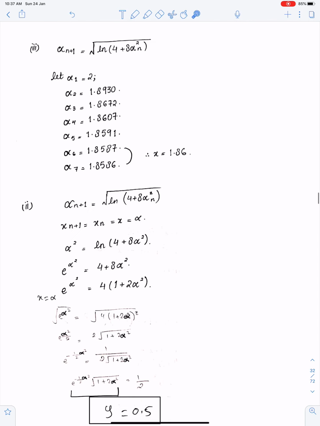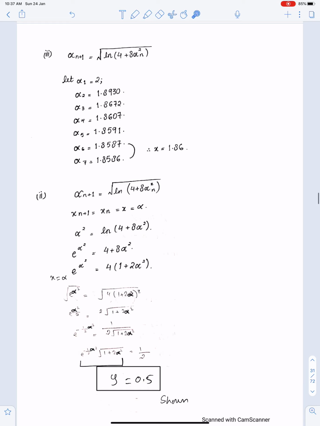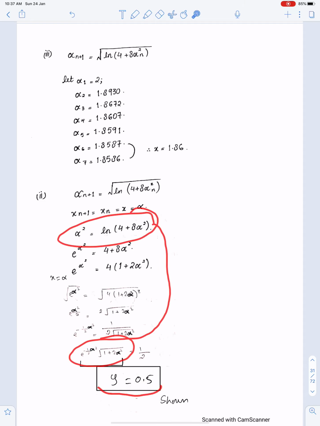Part 3 is simple, it's iteration. I'm leaving part 3. Part 2 is very important. Try to convert this equation into this form. You need to bring y in this equation because you have to show y is 0.5.